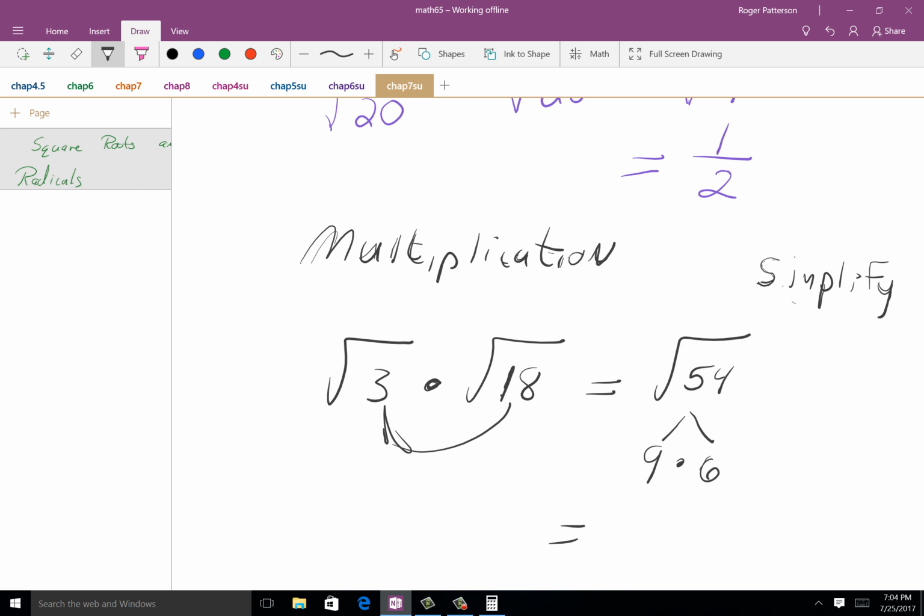All right, so let's rewrite this now in simplified form. So what's going to go out in the front? 3, so 3 is going to go out in the front. Square root of 9 is 3, and 6 is going to be left underneath. Okay, we can't break the 6 down. Nothing goes into 6 that is of those numbers. All right, so that's it. So we multiply, and then we simplify.